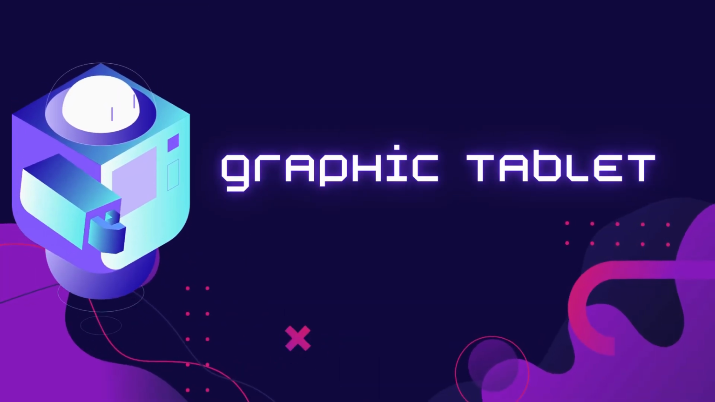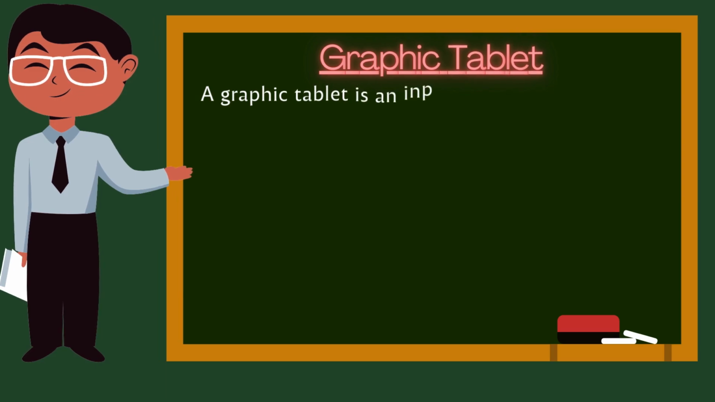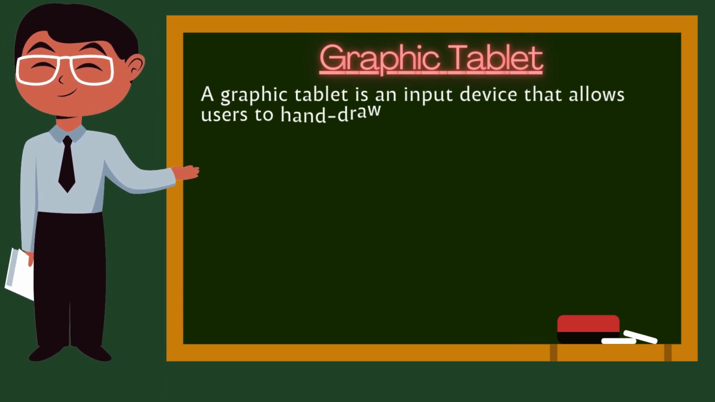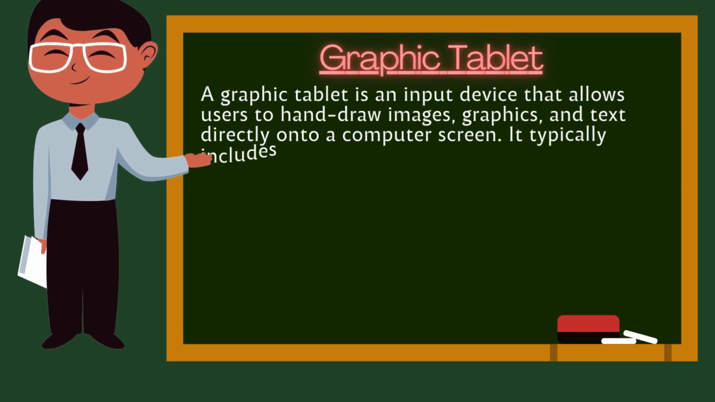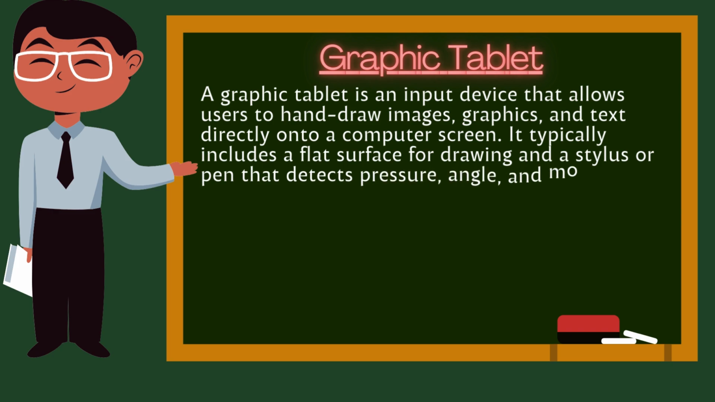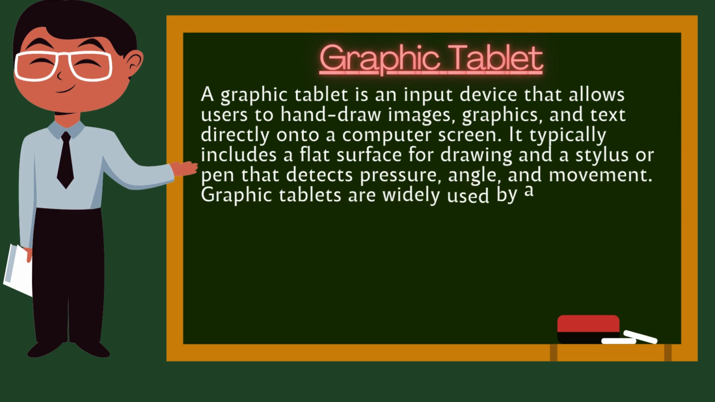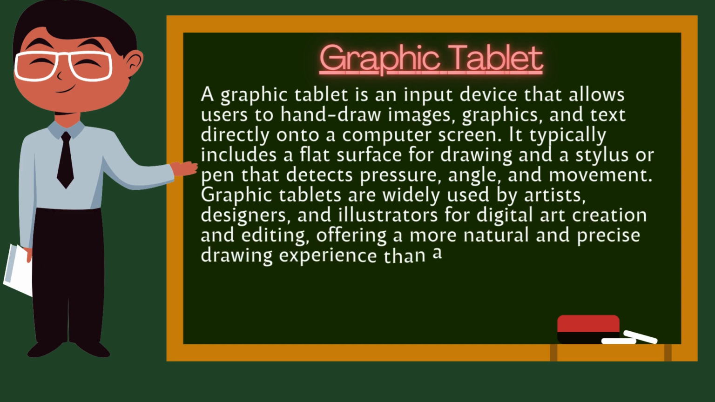A graphic tablet. A graphic tablet is an input device that allows users to hand draw images, graphics, and text directly onto a computer screen. It typically includes a flat surface for drawing and a stylus or pen that detects pressure, angle, and movement. Graphic tablets are widely used by artists, designers, and illustrators for digital art creation and editing, offering a more natural and precise drawing experience than a mouse.